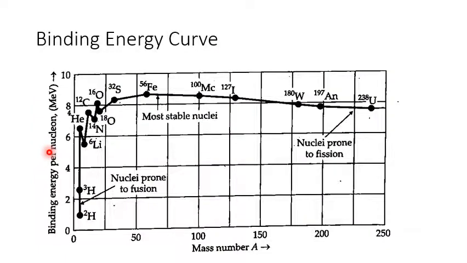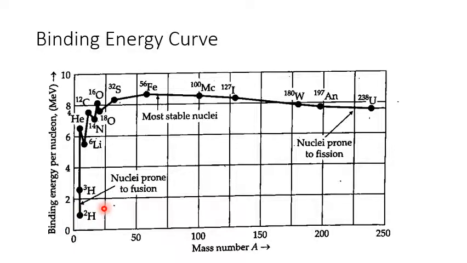In our previous class, we discussed the binding energy curve. In the binding energy curve, along the y-axis, we plot the binding energy per nucleon versus the mass number. Now, we have discussed the lighter nuclei, like deuterium and tritium. These lighter nuclei have low binding energy per nucleon as compared to other elements.